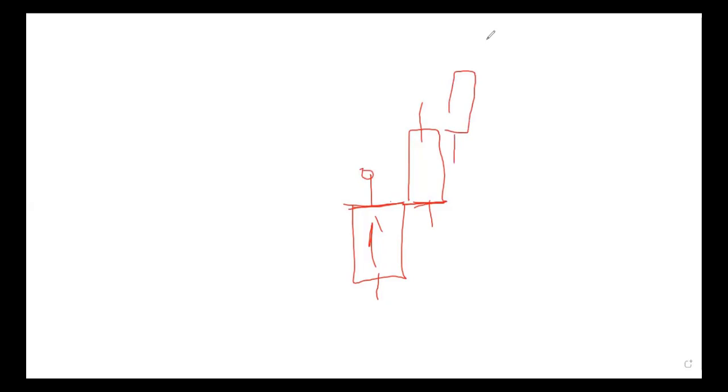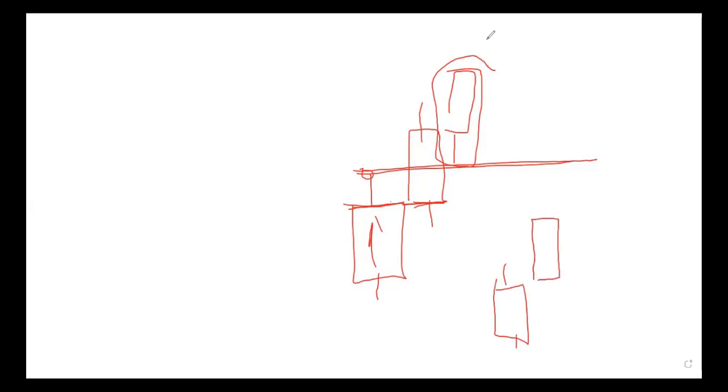So this high here should somehow interact with this candle. You understand? So a candlestick should not look like this. A graph should not look like this. So we have a candlestick, right? Then we have another candlestick here.